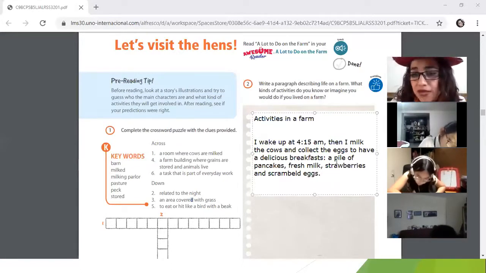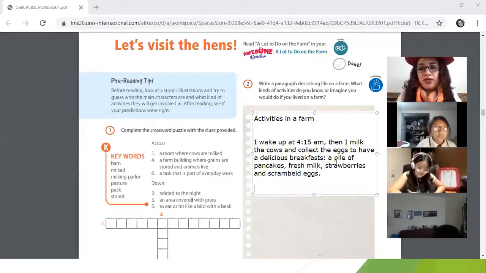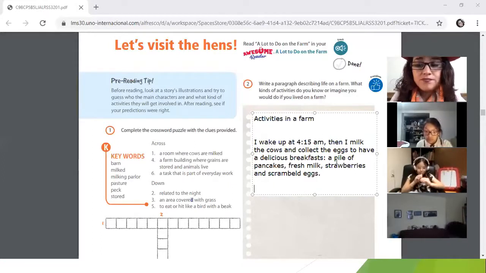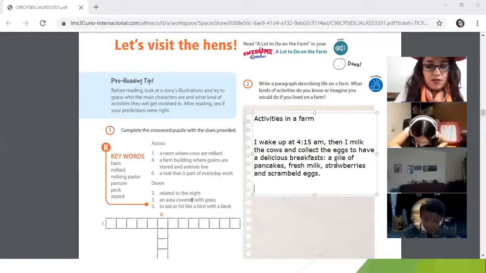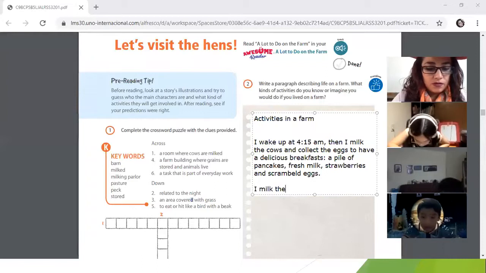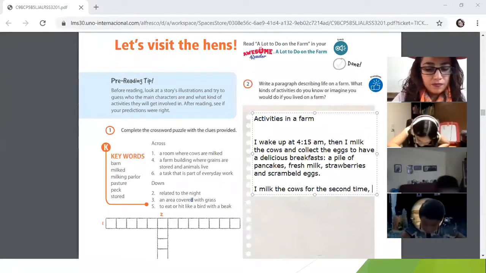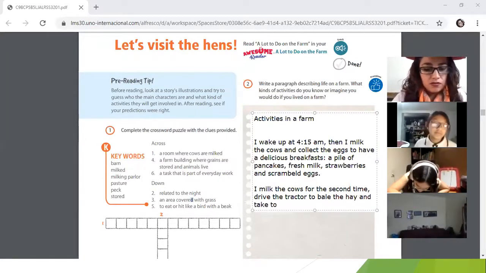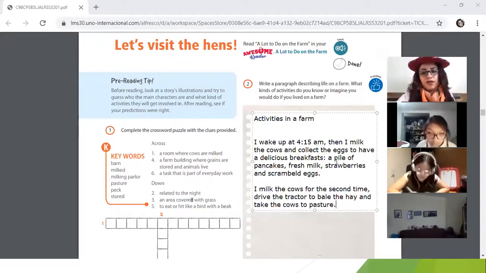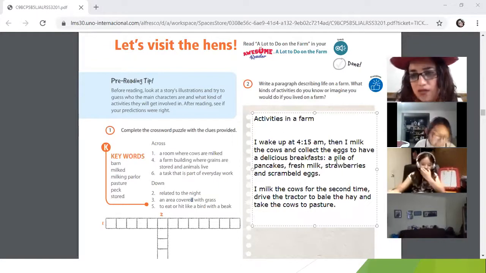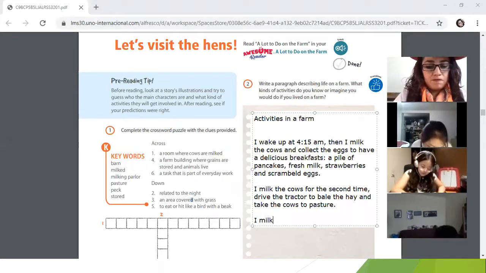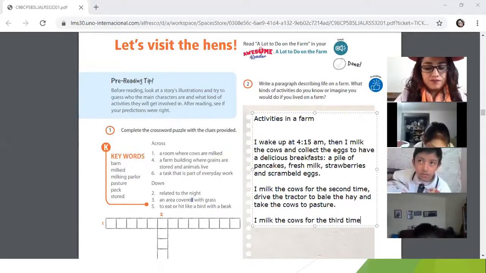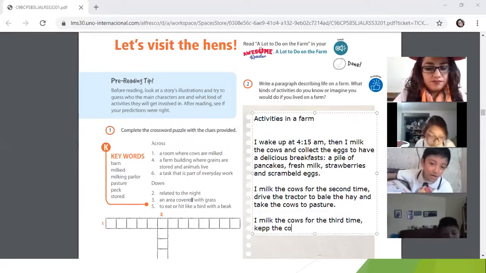Excellent. And then what do you have to do? This is in the morning, but in the afternoon? Milk the cows. Drive the tractor. I bale the hay. Excellent. To bale the hay. And I take the cows to pasture. Excellent, Caro. Super good. And in the evening? I milk the cows. The hens to the hen house. Keep the cows in the barn. Put the cows in the barn. Excellent, Dylan.